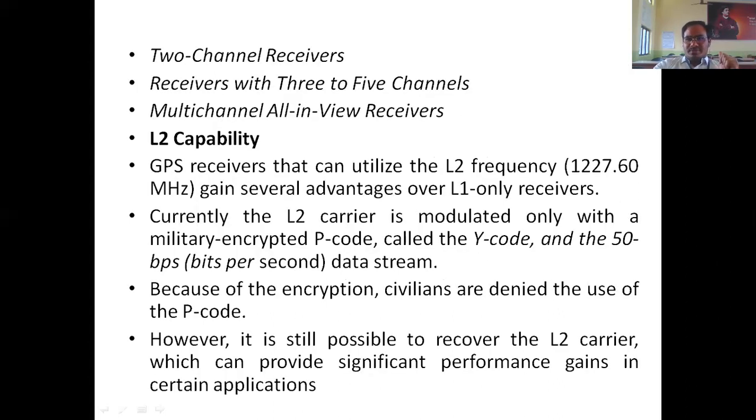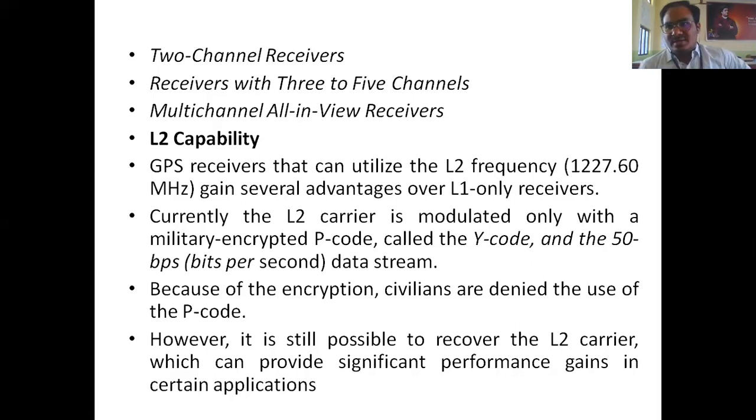Next, different types of receivers. Two-channel receivers. To overcome the drawbacks of the single-channel receivers, the engineers have implemented multiple channels, starting with two-channel receivers, then receivers with 3 to 5 channels. Of course, you can implement receivers with your own number of channels, but these are the channels implemented till now. First 2 channels, then followed by 3 to 5 channels.